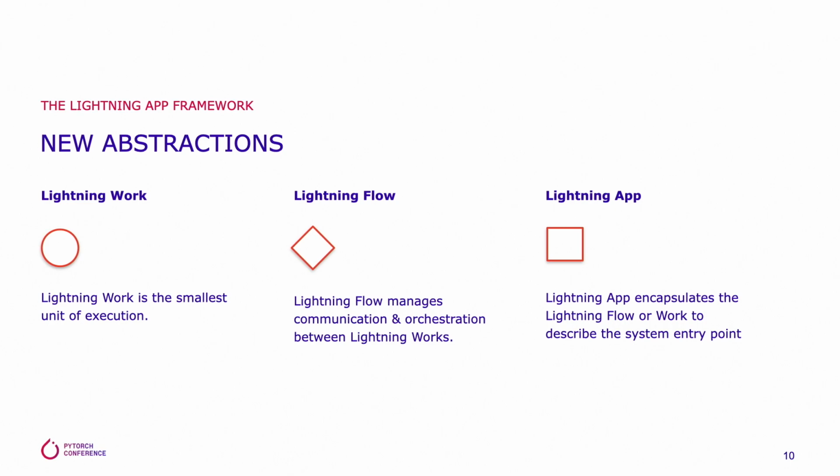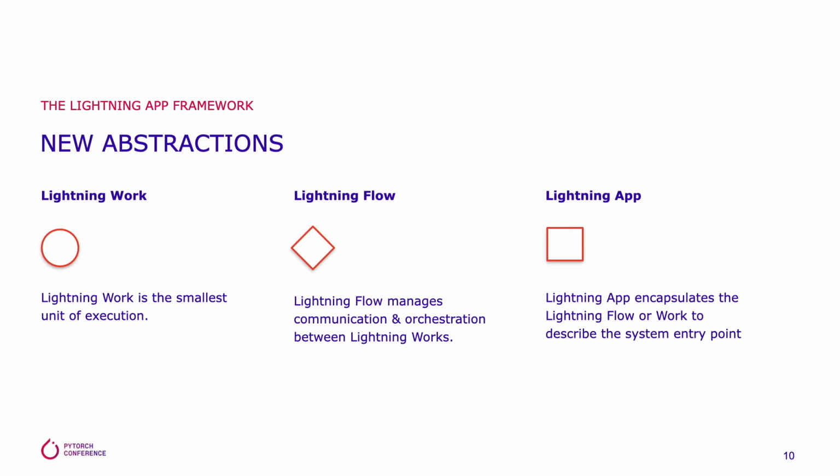So here are the new abstractions that we are introducing. We have the Lightning work, which is the smallest unit of execution. It behaves as a remote executor. The Lightning flow manages communication and orchestration between Lightning works. It's highly inspired by React. We bring a lot of concepts from React, such as state and reactivity, and we render to Python to solve those primary challenges within AI around building distributed systems.